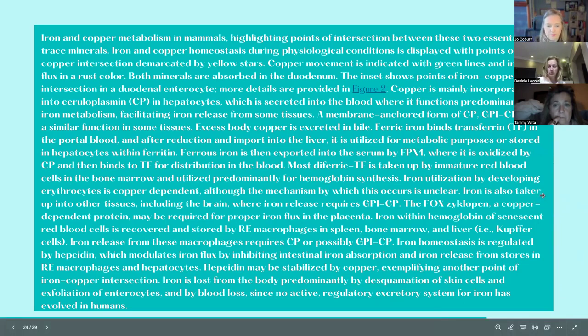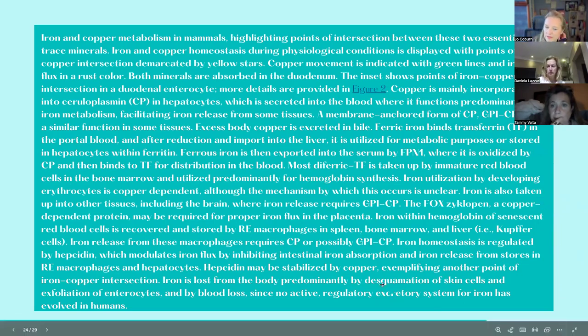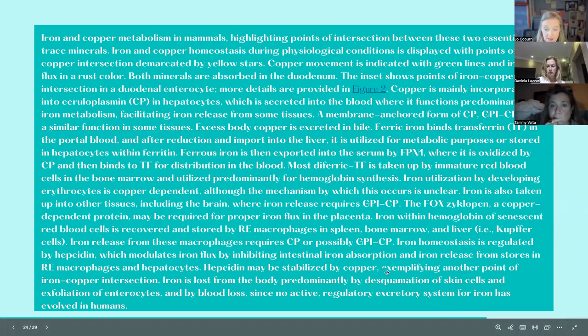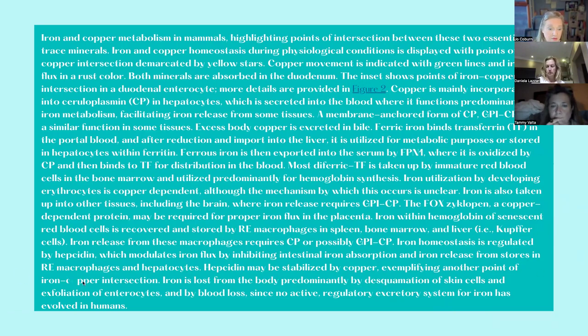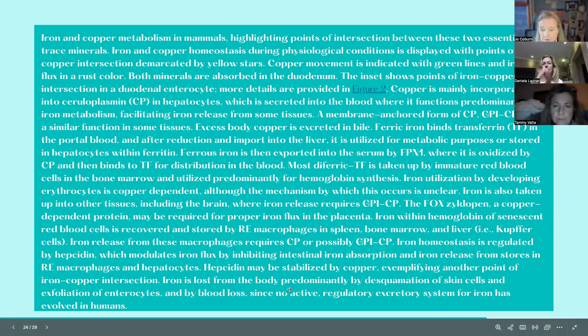So it talks about all the different ways. Hepcidin may be stabilized by copper, exemplifying another point of iron-copper intersection. Iron is lost from the body predominantly by skin cells and enterocytes and by blood loss, since no active regulatory excretory system for iron has evolved in humans. So that's the only place where you're going to lose it, if you're actively bleeding or cells are being broken down.